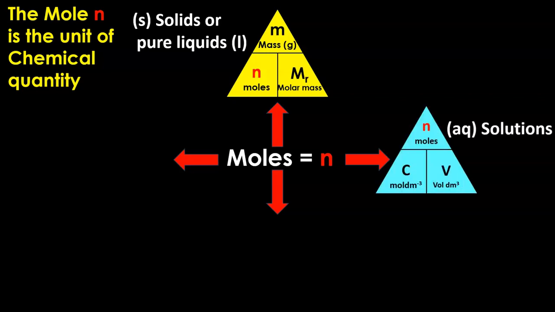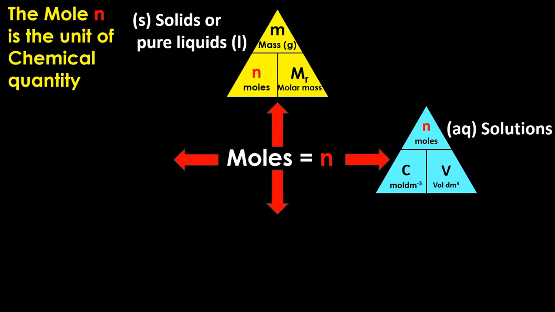For aqueous solutions, extremely useful in titrations and practical solution work, this relationship involves moles, but this time with concentration and volume. Now, in volumes, we must be using dm cubed. So this is cubic centimeters, of course, divided by 1,000. The concentration unit is moles per cubic decimeter.